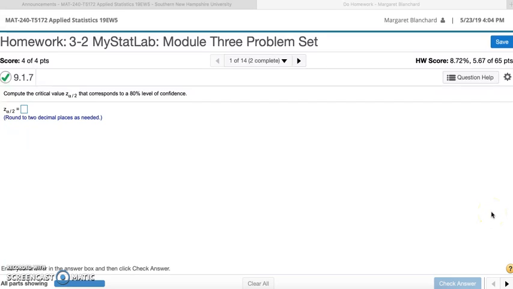Module 1, problem number 1: compute the critical value Z alpha over 2 that corresponds to an 80% level of confidence. I do recommend doing this at least once or twice by hand by using the standard normal distribution table that I linked to in the announcement, just to make sure you're familiar with how to read the table.